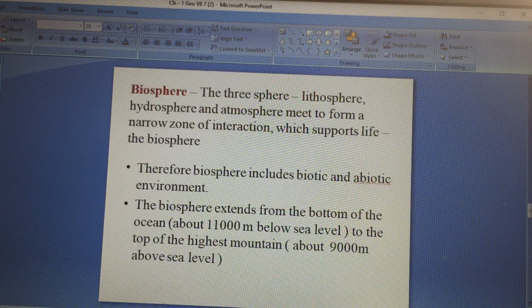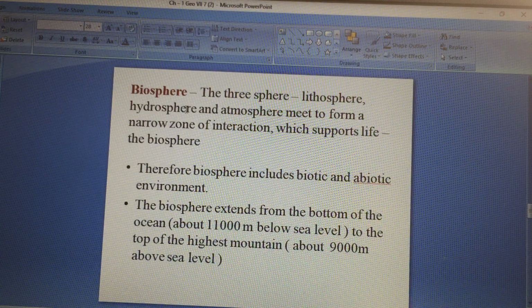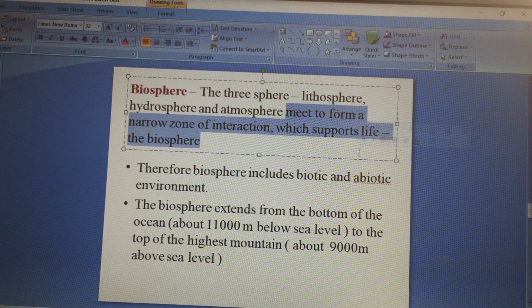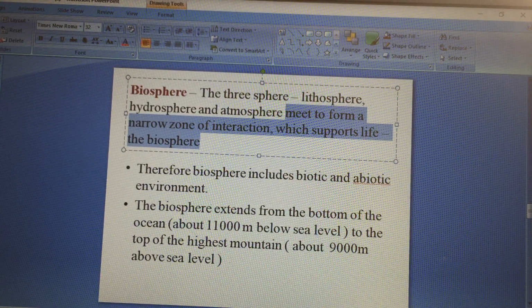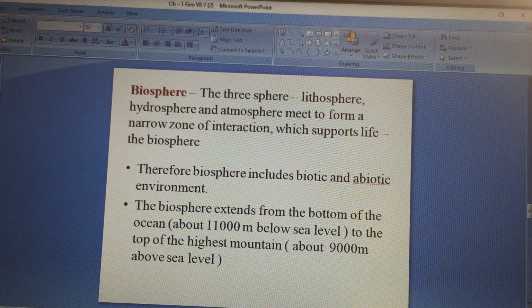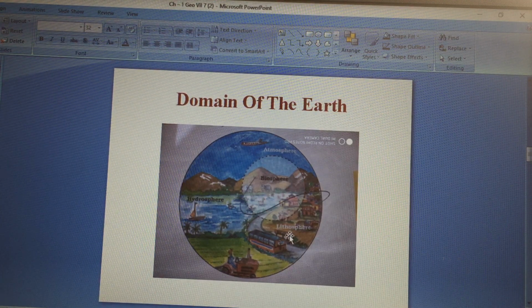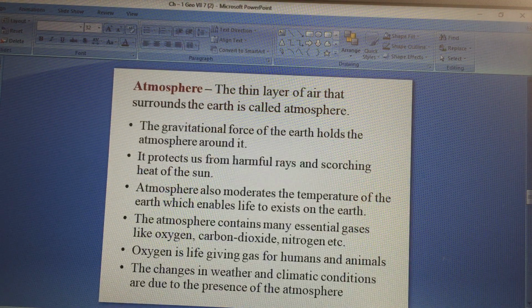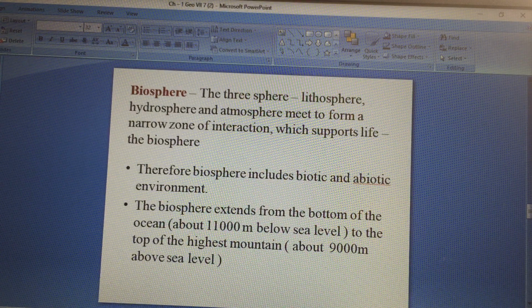Now let's move on to the next layer, biosphere, in which life exists. The three spheres, lithosphere, hydrosphere, and atmosphere, meet to form a narrow zone of interaction which supports life, the biosphere. So biosphere is the narrow zone in which all the three zones interact to support life. Here you can see biosphere. It contains atmosphere, hydrosphere, and lithosphere. All these three come and interact to form biosphere. It is one of the most important spheres in which life exists.